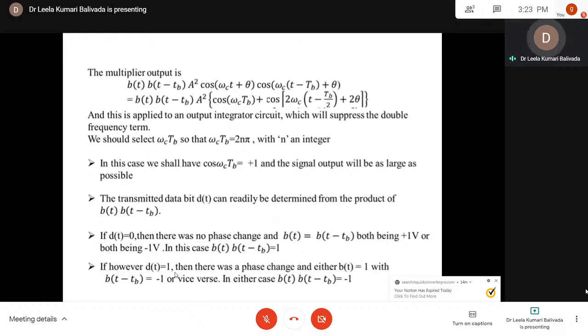However, when d of t is equal to 1, there was a phase change, and either B of t is equal to 1 with B of (t minus Tb) equal to minus 1, or B of t is equal to minus 1 with B of (t minus Tb) equal to plus 1. Since there was a phase change, there was a transition either from 0 to 1 or from 1 to 0, and their logic values are plus 1 volt and minus 1 volt. Therefore, the product B of t multiplied by B of (t minus Tb) is equal to minus 1. In this way, we can demodulate the DPSK output.